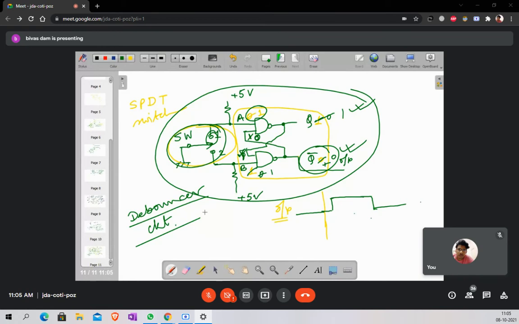So this is one practical utility of NAND latch, in the field where there is a requirement of debouncing some mechanical switch. But remember that the mechanical switch should be of the SPDT type, single pole double throw. If it is double pole double throw, it will not function. If it is single pole single throw, it will also not function.